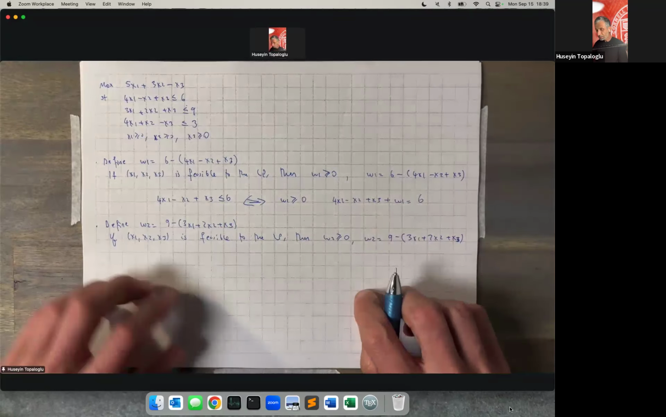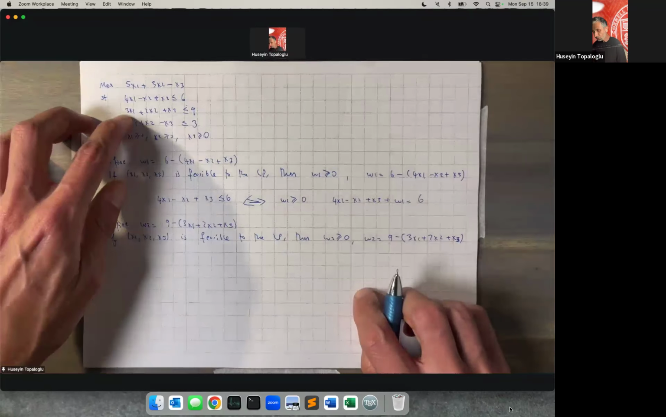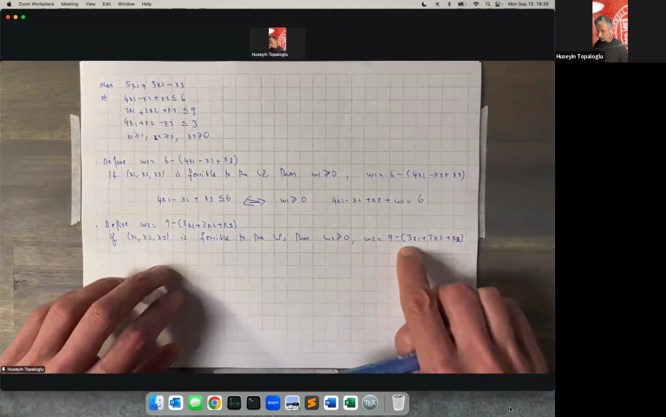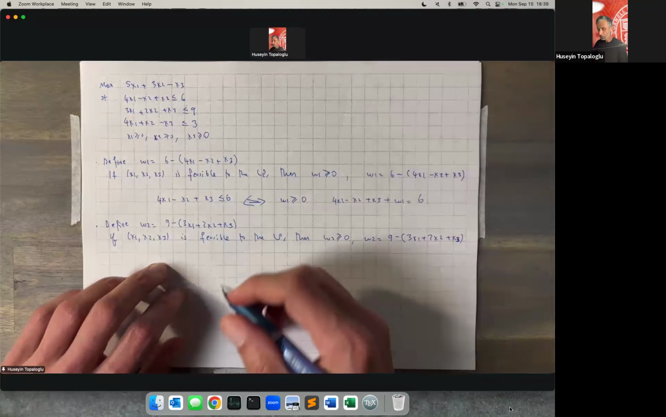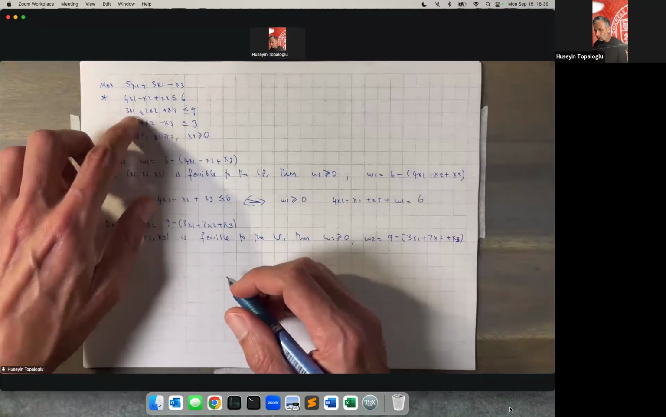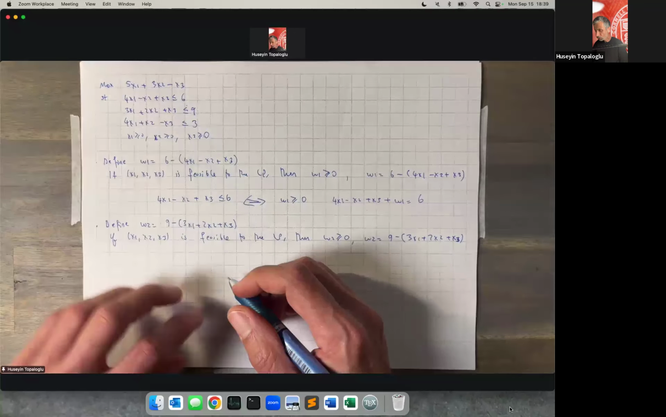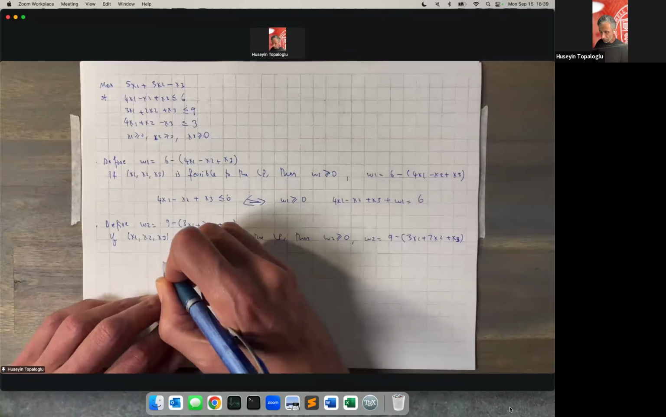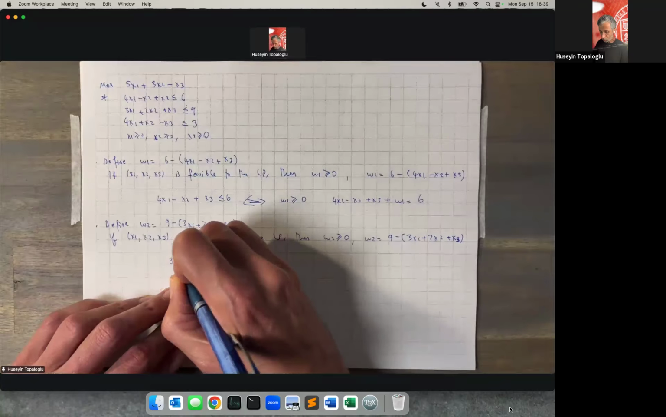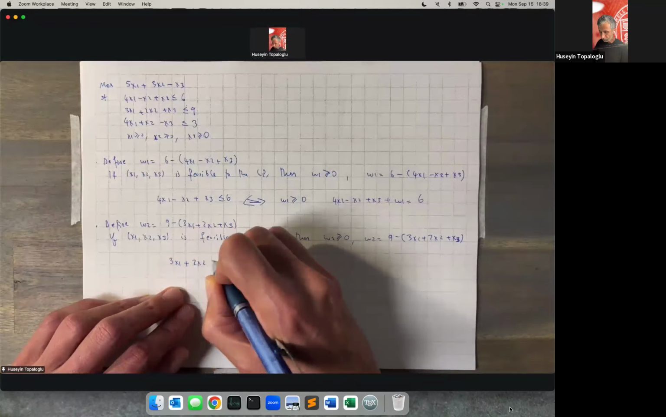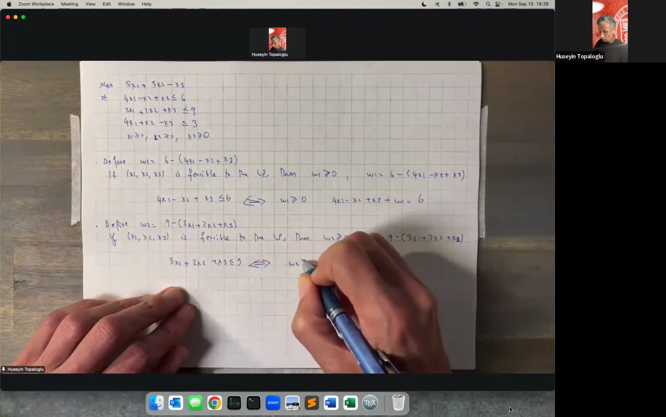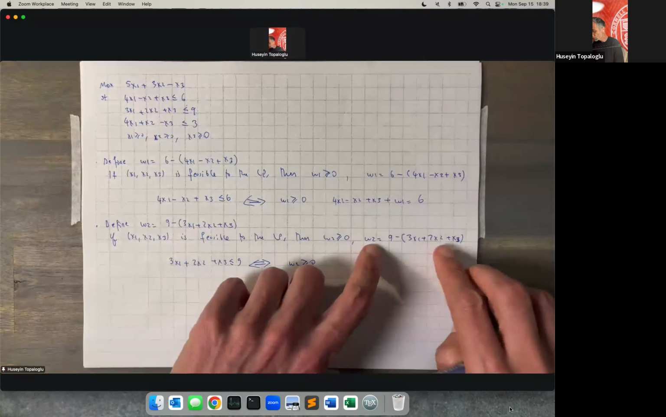Good. So that means that we can replace the first inequality constraint by W2 is non-negative and W2 is defined in this way. We can replace the second inequality constraint by W2 is non-negative and W2 is defined in this way. So the second inequality constraint is equivalent to W2 is non-negative and W2 is defined in this way.